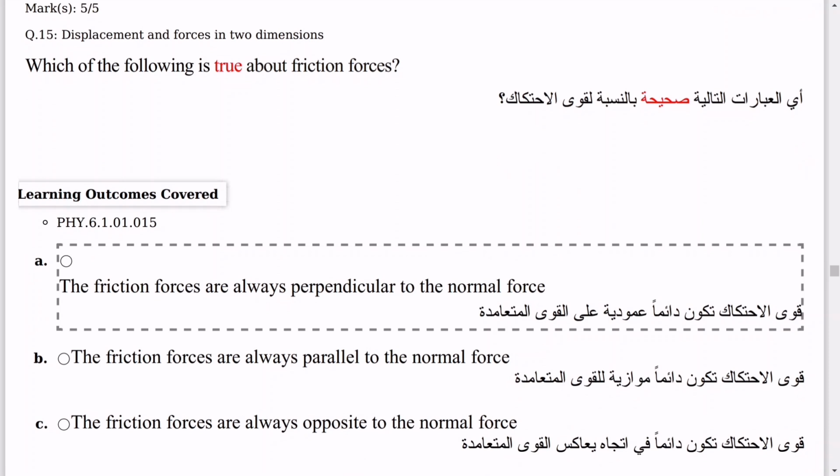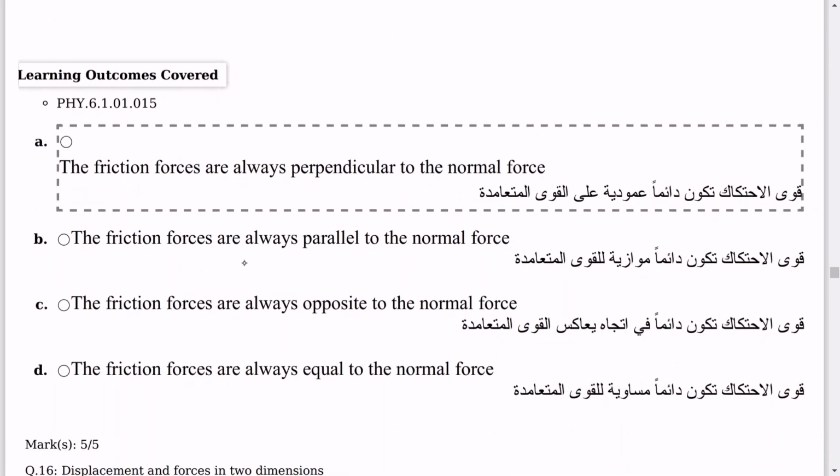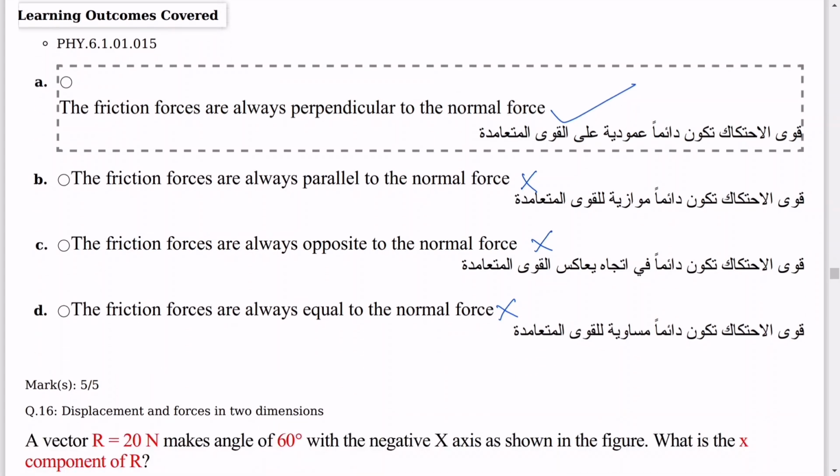Question number 15. Which of the following is true about friction force? Friction forces are always perpendicular to the normal force. Friction forces are always parallel to the normal force. This is not correct. Friction forces are always opposite to the normal force. Not correct. Friction forces are always equal to the normal force. That is not correct. So friction forces are always perpendicular to the normal force. That is the correct statement.